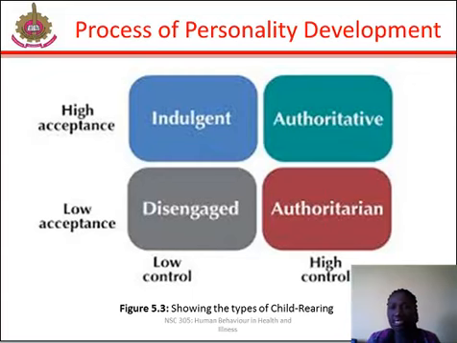The first is the authoritarian style. The authoritarian child rearing emphasizes obedience above all. Sensitivity to the individual child or circumstance is not part of the authoritarian approach. Authoritarian parents aim to control children's behavior through constant direction and swift consequences.